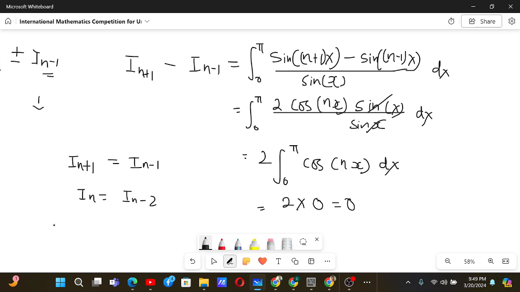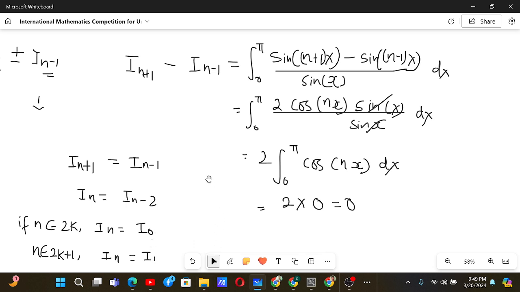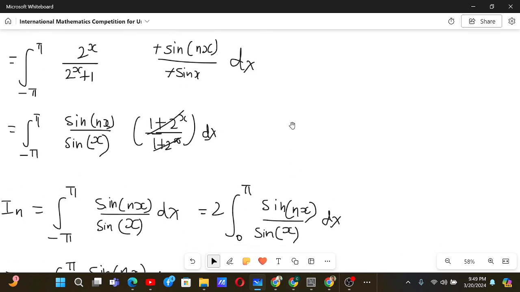This implies that if n is even, in that case I of n will eventually be equal to I of 0, and if n is odd, in that case I of n will eventually be equal to I of 1. So we now just need to find I of 0 and I of 1, and that will solve the problem.